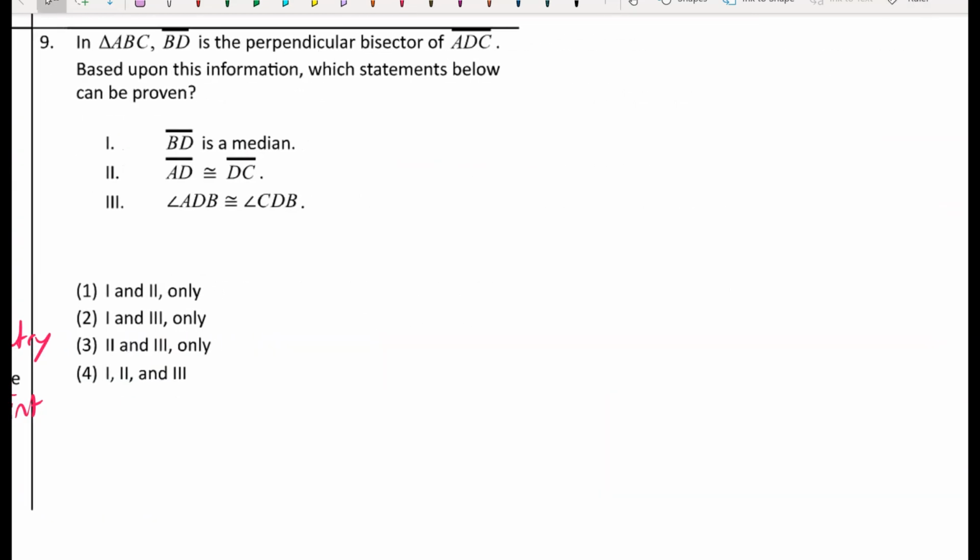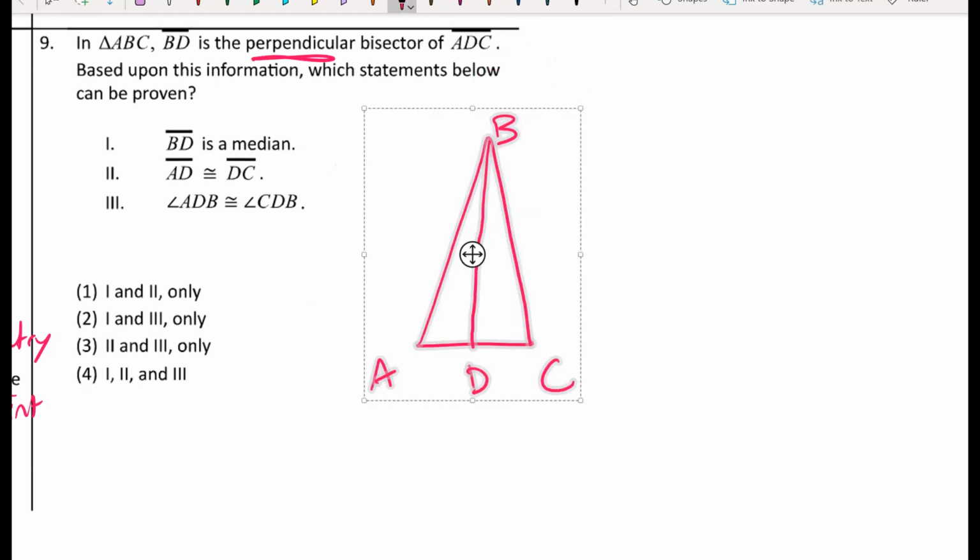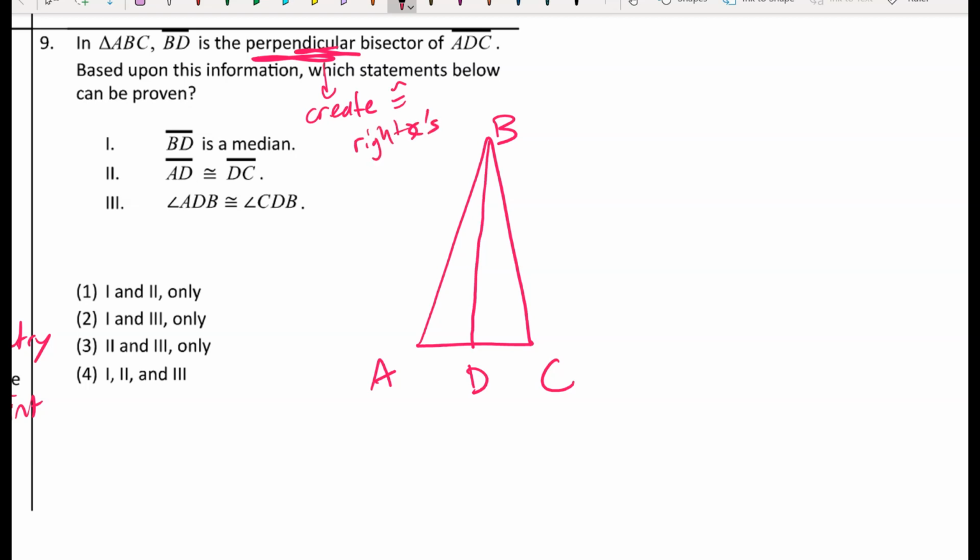For number 9, in triangle ABC, BD is the perpendicular bisector of AC. So I'm going to draw that real quick. Triangle ABC, and BD is the perpendicular bisector. Remember, the perpendicular bisector will do two things. If it's perpendicular, it's going to create congruent right angles. So that means that's going to be a right angle at ADB, and that's going to be a right angle at BDC. It's also going to bisect the segment it intersects.